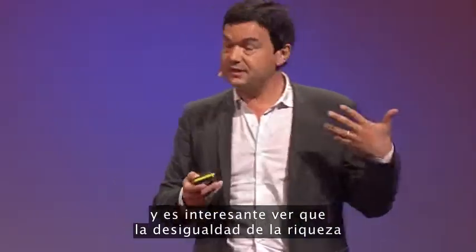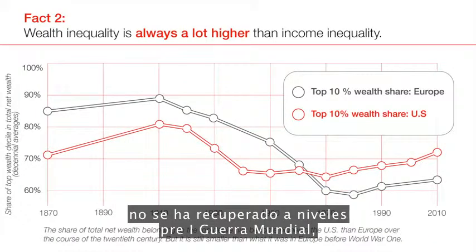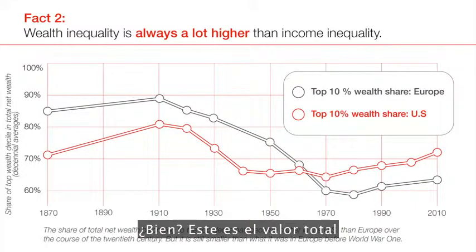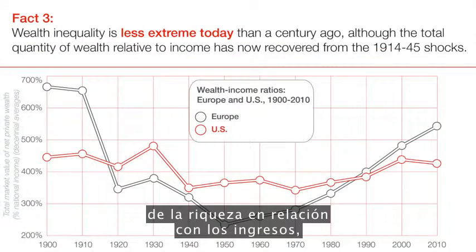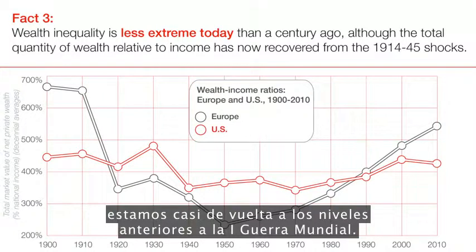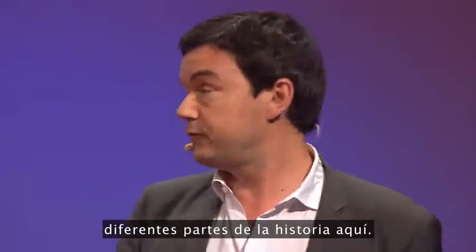And it's interesting to see that wealth inequality has not fully recovered to the pre-World War I level, although the total quantity of wealth has recovered. Okay, so this is the total value of wealth relative to income, and you can see that in particular in Europe, we are almost back to the pre-World War I level. So there are really two different parts of the story here.